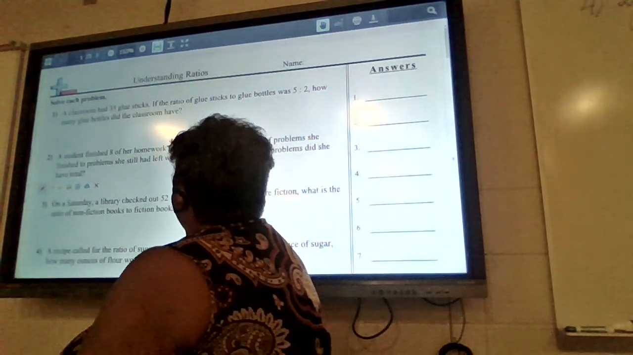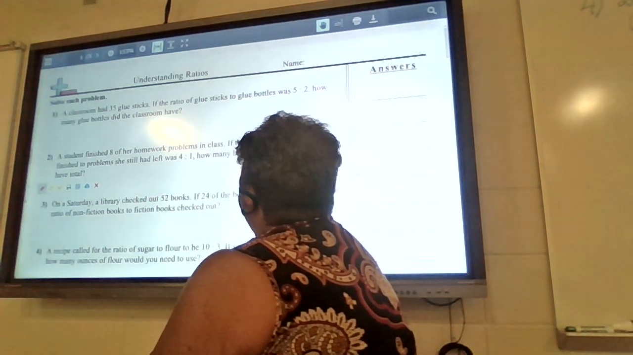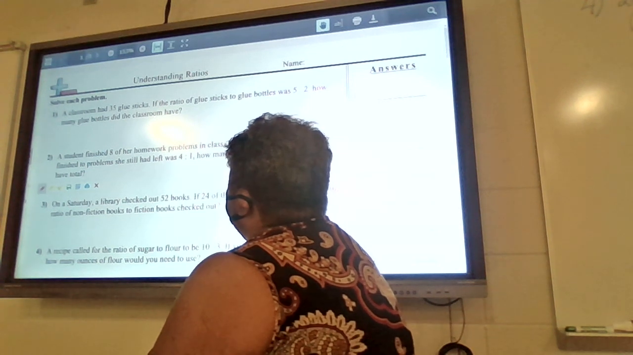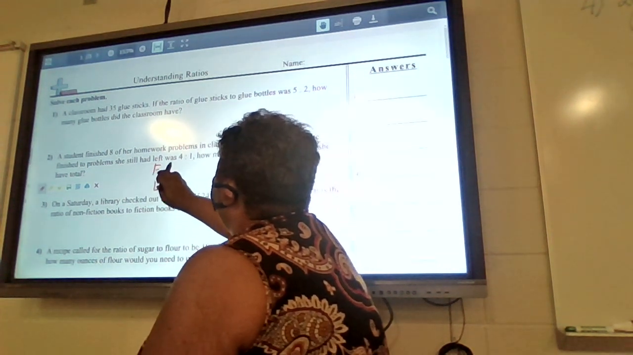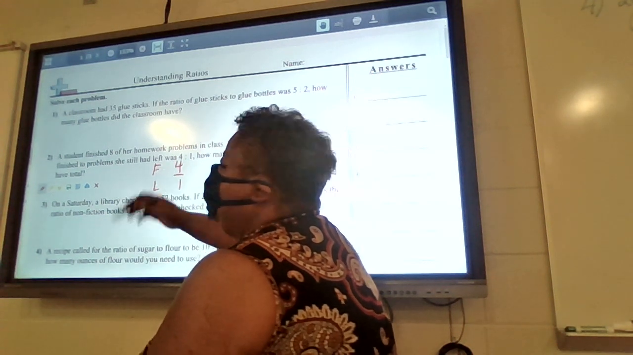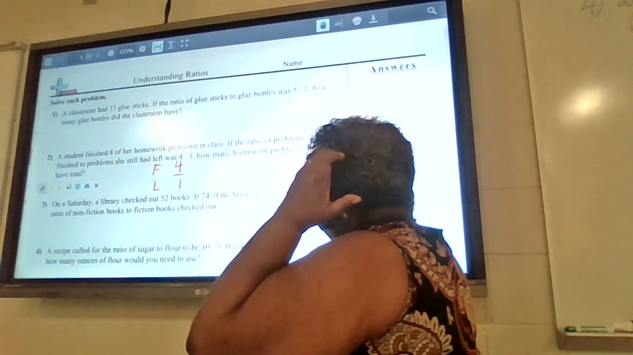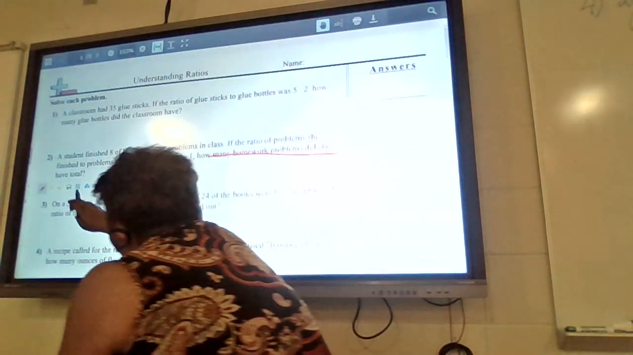A student finished 8 of her homework problems in class. If the ratio of problems she finished to problems she still had left, so finish to left, is 4 to 1. I do fractions because it just makes it a little bit easier to look at. How many homework problems did she have total? So this is the question.